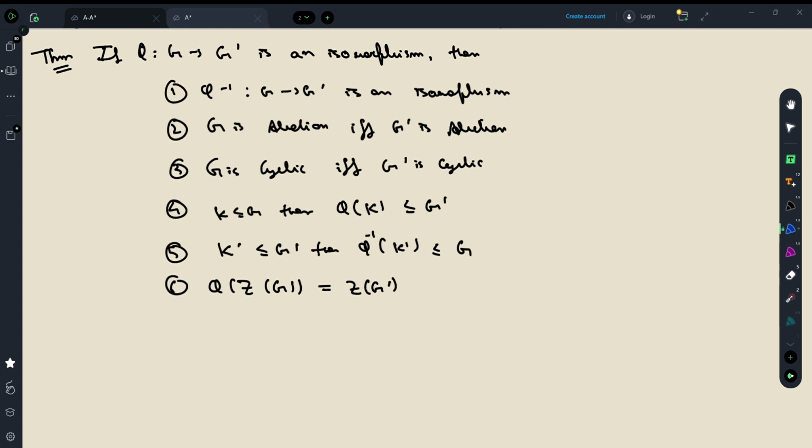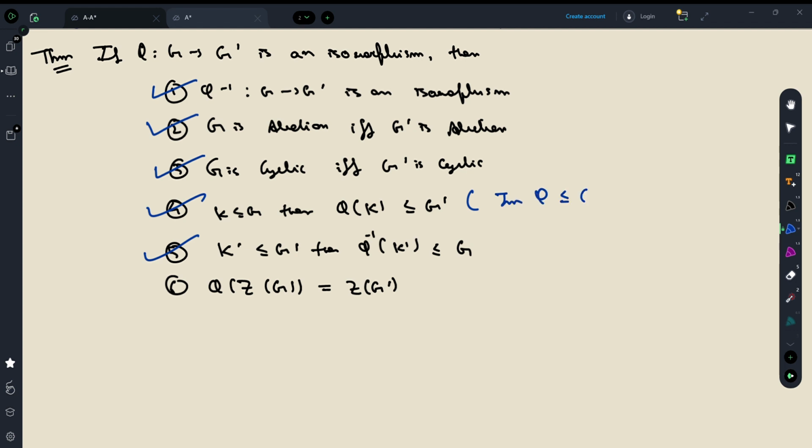But all the proofs just carry over from the previous theorems. We already know that two elements in G commute if and only if their respective images commute in G dash. So that proves number 2. Number 3 we have already proven. We've already seen that G is a cyclic group generated by A if and only if G dash is a cyclic group generated by phi of A. So this follows directly from there. These two are very trivial observations.